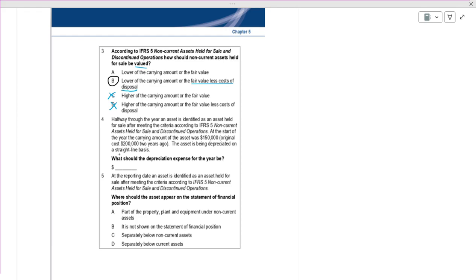Halfway through the year, meaning after 6 months, an asset has been identified for sale after meeting the criteria of IFRS 5. At the start of the year, how much is the asset? At the start of the year, the asset is 150. Original cost is how much? Original cost is 200.